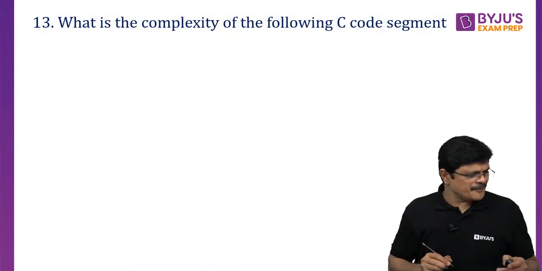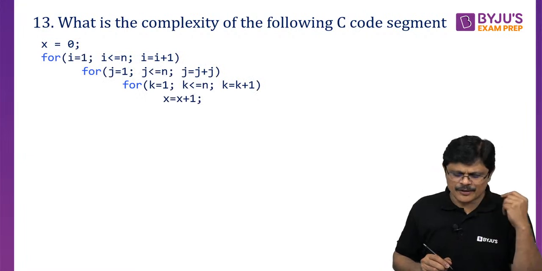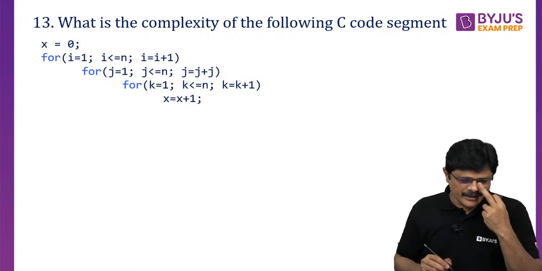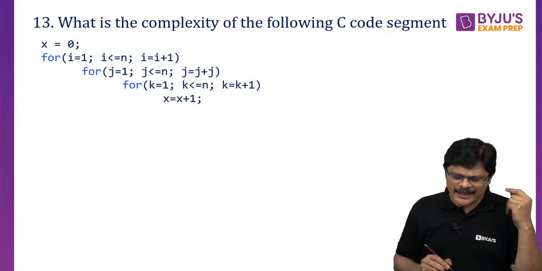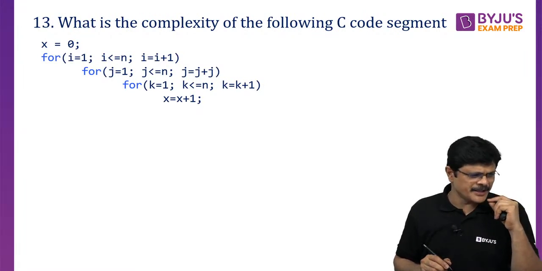So no one answered that question, so I am going to the next problem. x is equal to 0 and 3 nested loops. Are they dependent or independent? I am still at the 13th problem only.